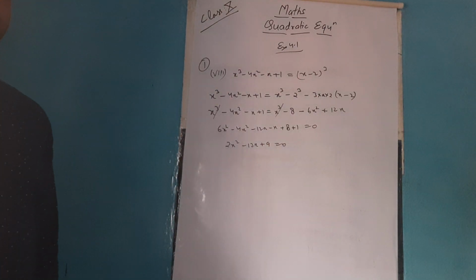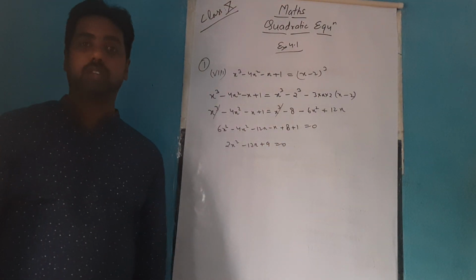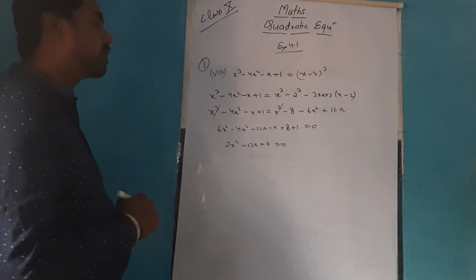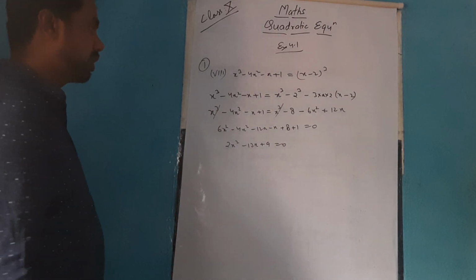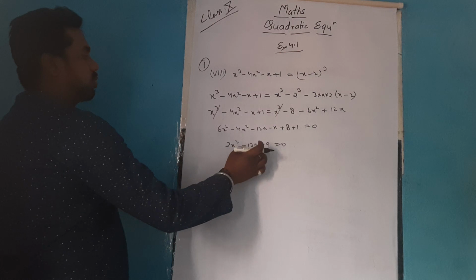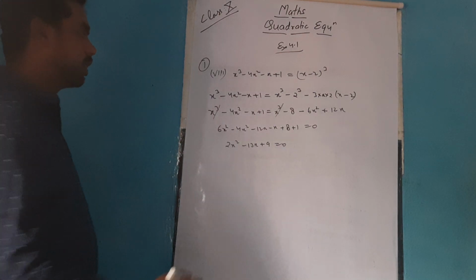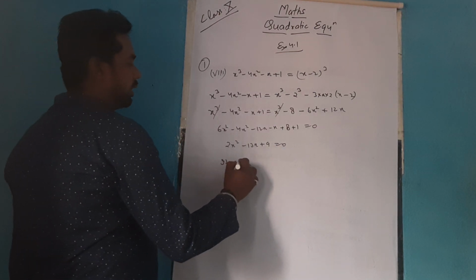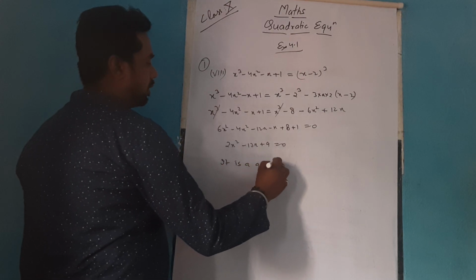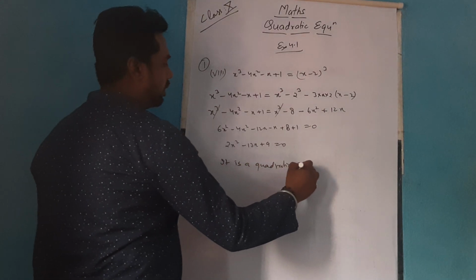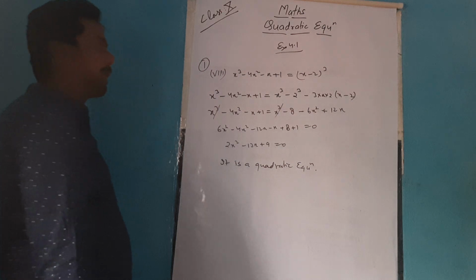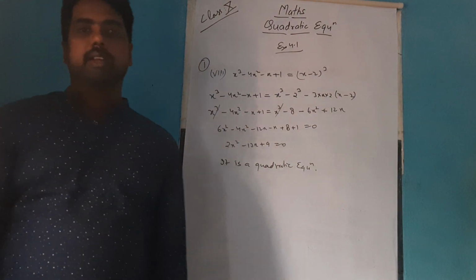And you can see clearly that the highest degree of the term is 2. So it means it forms a quadratic equation, as it is already in the form of ax square plus bx plus c. So here we conclude that it is a quadratic equation. I hope it is clear.